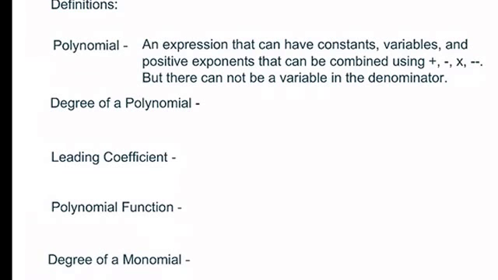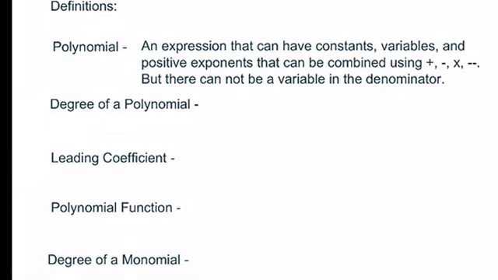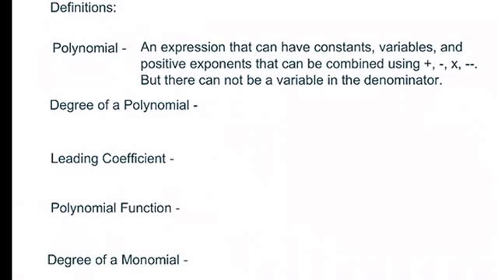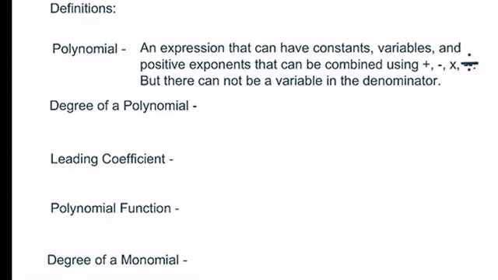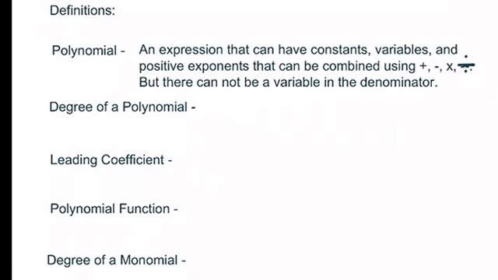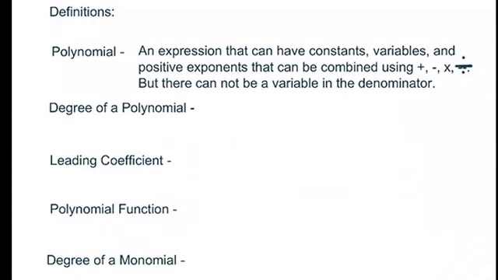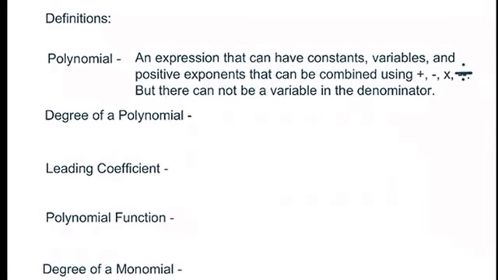So our first term, polynomial, is an expression that can have constants, variables, and positive exponents that can be combined using plus, minus, times, or a division symbol. We can actually add, subtract, multiply, and divide polynomials. But there cannot be a variable in the denominator. So remember, constants are numbers without variables. Variables are the letters. And you know what a positive exponent is. So that is how we define a polynomial.